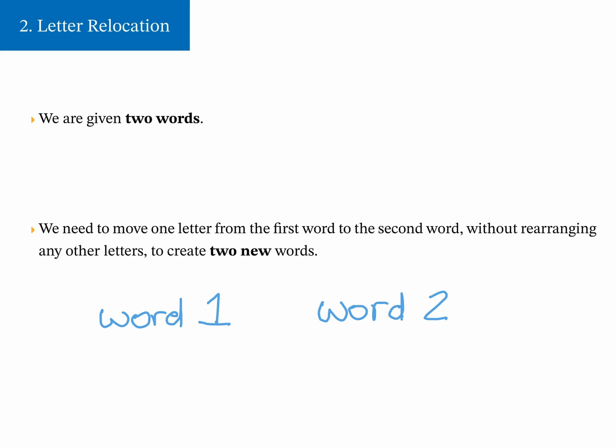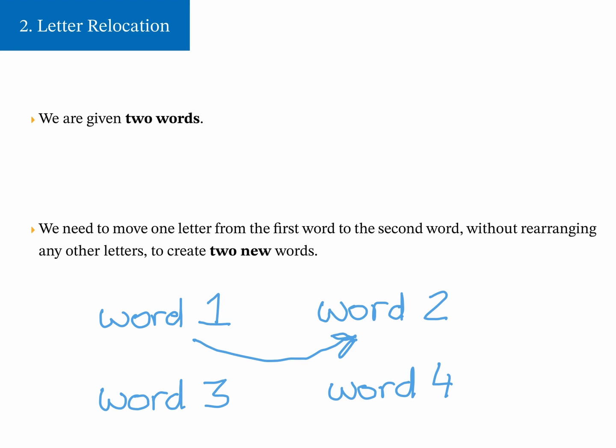And what we have to do is move one single letter from word 1 into word 2. And by doing this, we will create 2 brand new words. So we will create word 3 and word 4. But most importantly, we cannot rearrange any of the letters. So we can insert a letter from word 1 anywhere we want into word 2, but we cannot change the order that the letters are already in.